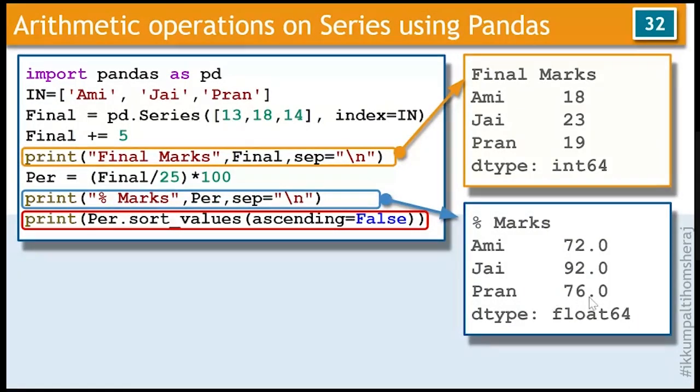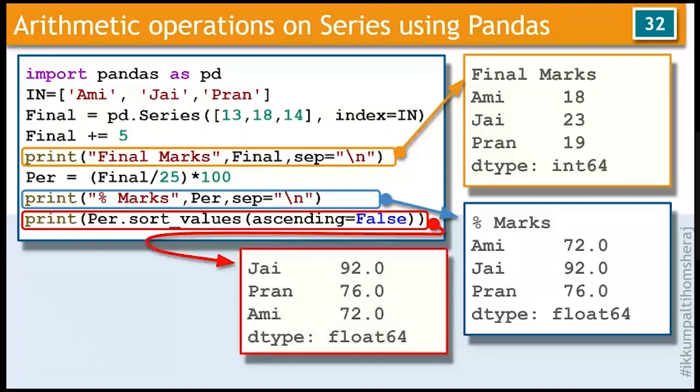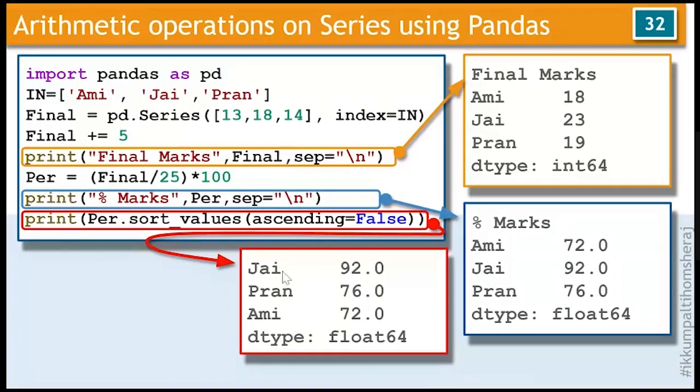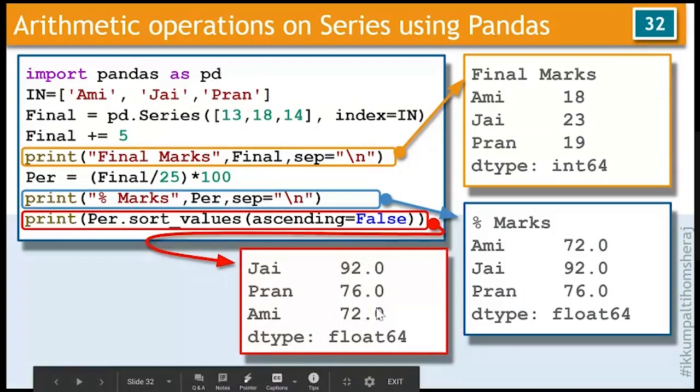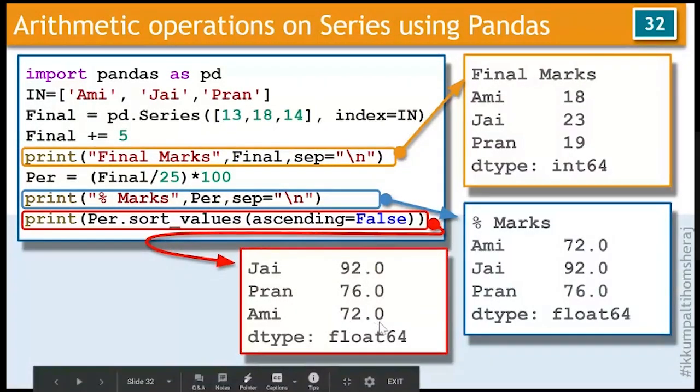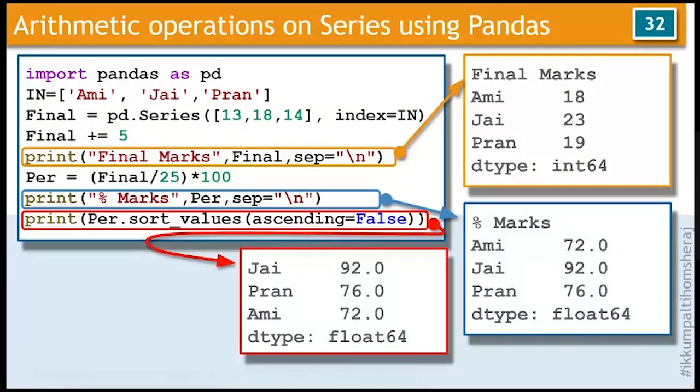Once it is done, you want this result to be displayed in descending order or ascending order. In this case, we would like to display it in descending order so that merit comes with the topper on the top. So you can see 92 is displayed on top, then 76 and 72, and corresponding to the marks, you can see the indexes also rearranged. 92 is basically Jay's marks, so Jay has come on the top. Then 72 is the marks of Ami, and Ami is coming at the bottom. This is very important for you to notice. If I wanted to make it in ascending order, I would have left it unattended, or I would have written ascending is equal to true.